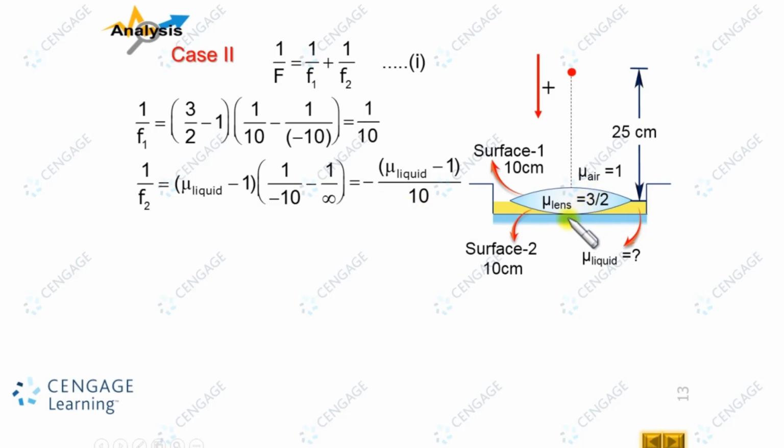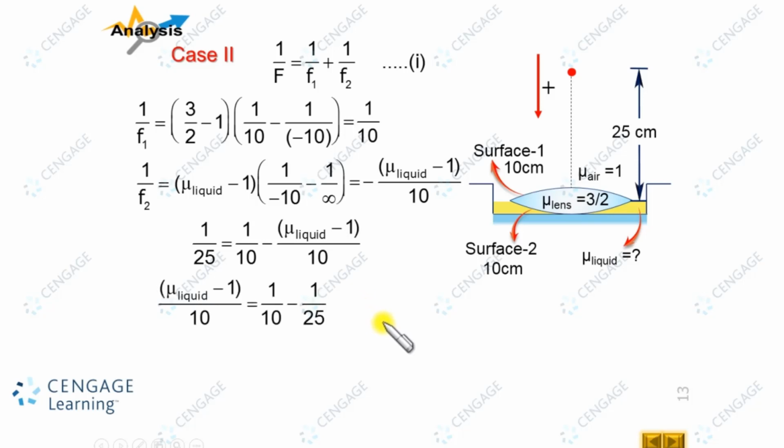And here object and image both are coinciding. That means rays after passing through the system become parallel with the principal axis. That means the focal length of the combined system is equal to 25 centimeter in this case. So we can substitute this value. From this relation we can find the value of mu liquid because this is the only unknown quantity.